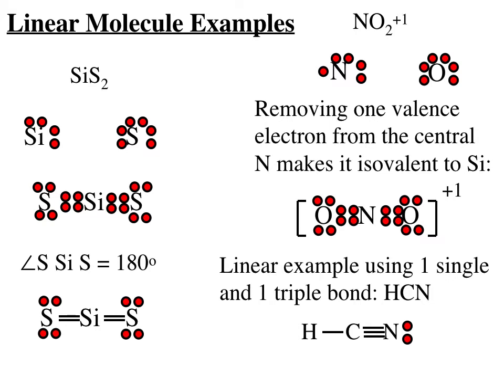So H shares 1 with it, N shares 3 with it. So HCN is a triple bond between the C and the N, while there's a single bond to the H. Now this single and triple bond push as far apart as they can, particularly because there's no lone pairs on the C. So the HCN bond is a 180-degree bond.